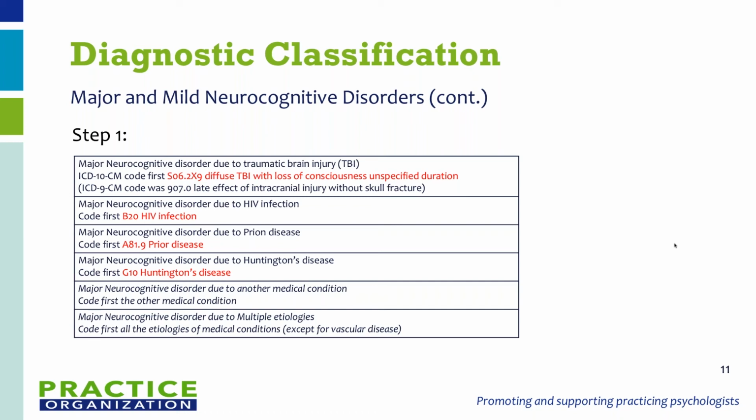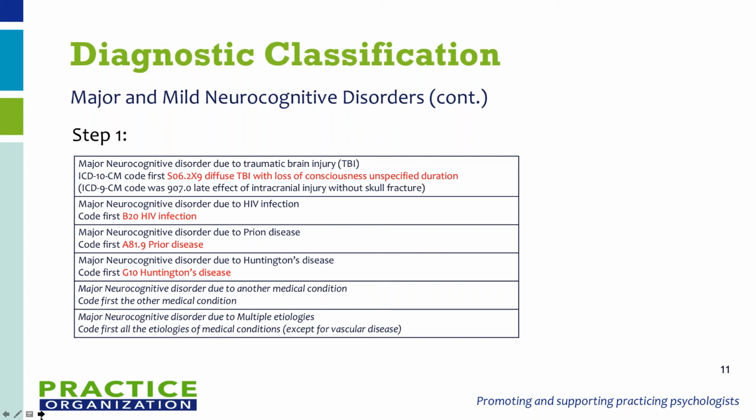Other diseases like prion disease, HIV, and Huntington's are found. Let me alert you to the last two portions of this particular slide because it's a bit complicated. Major neurocognitive disorders due to another medical condition. So in other words, dementia, for example, could be an F code, but it's due to a medical condition, for example, like diabetes. So your first diagnosis would be diabetes, and your second diagnosis would be the F code.